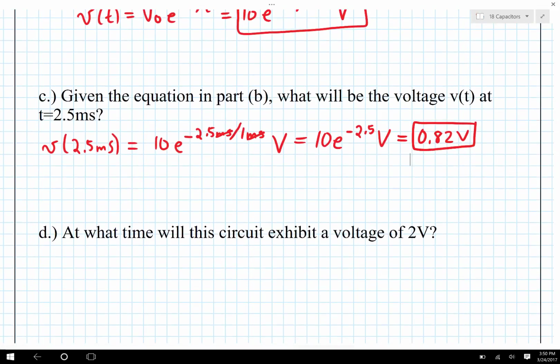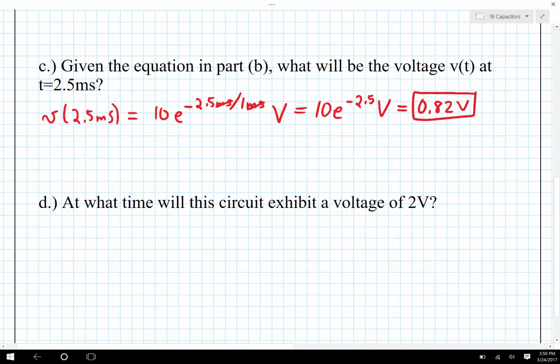At what time will this circuit exhibit a voltage of 2 volts? Okay. Now we're sort of flipping it. We're given a voltage and we need to calculate the time. But before we do that, let me just think about this. 2 volts is going to be about 20% of the initial voltage. I know that at 1 time constant, we're going to be at 36%. At 2 time constants, we're going to be at 15%. So this should have an answer that's between 1 and 2 time constants. Before I put pencil to paper, I know the answer is going to be between 1 and 2 milliseconds.